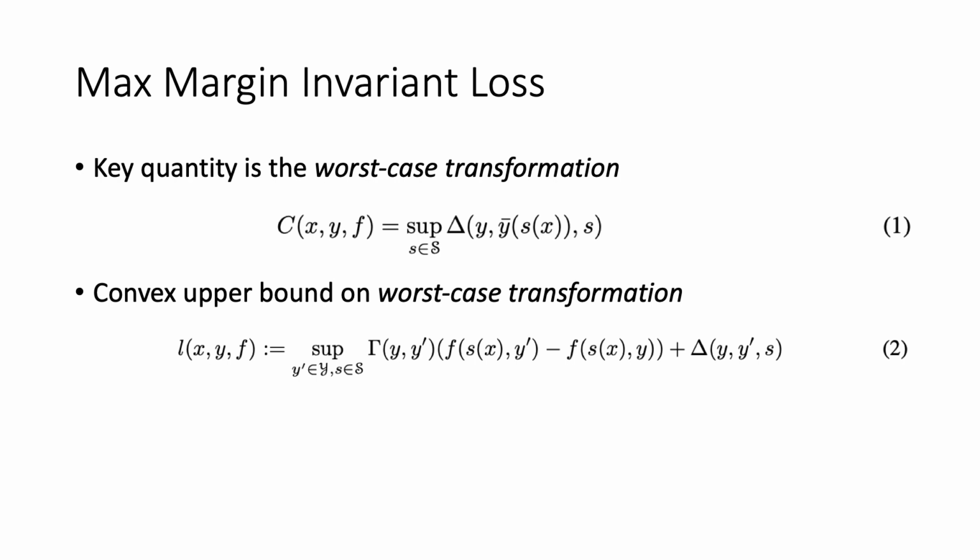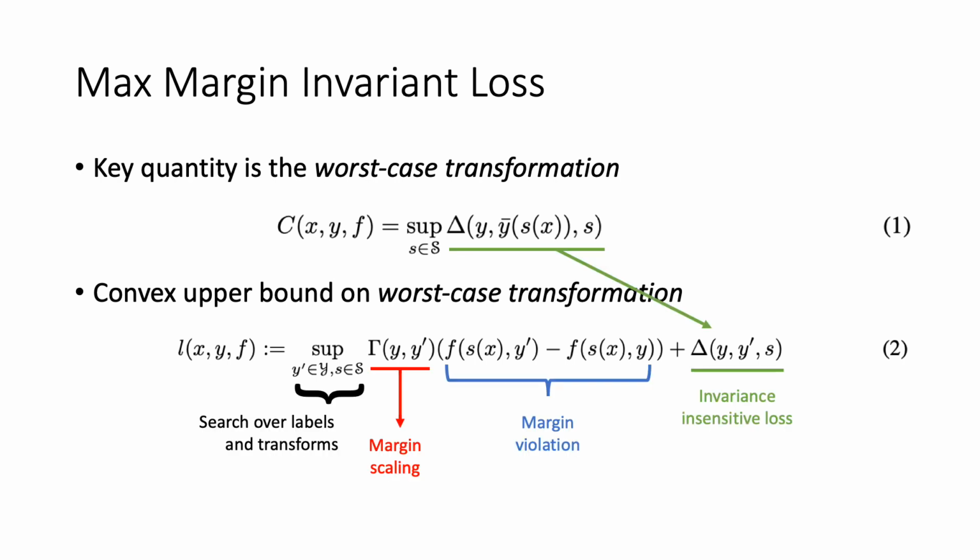So what the authors then define is a convex upper bound on the worst case transformation. So I want to break this down for you guys a little bit. The first thing that you see is that the delta function comes almost directly down from the big C cost function, except we have one more, I'll call it degree of freedom, where we're searching over both the labels and the transformations. The search label gets put in the delta function instead of the actual prediction and the invariance transform.